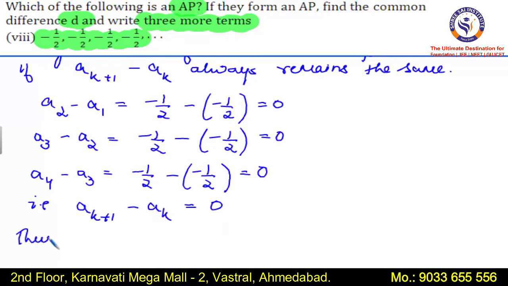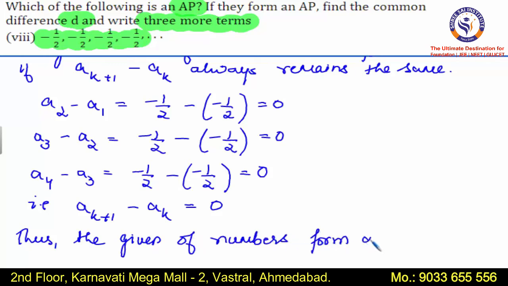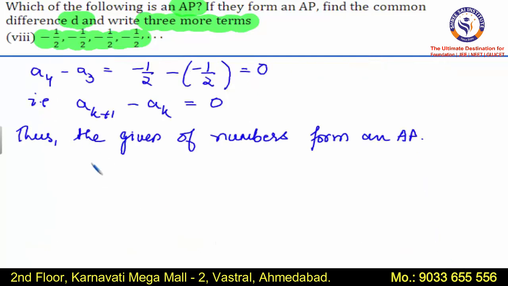Thus, the given list of numbers form an AP. And the common difference is equal to 0. Let us denote the common difference by D.